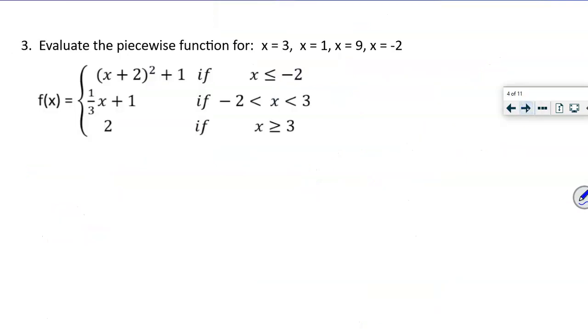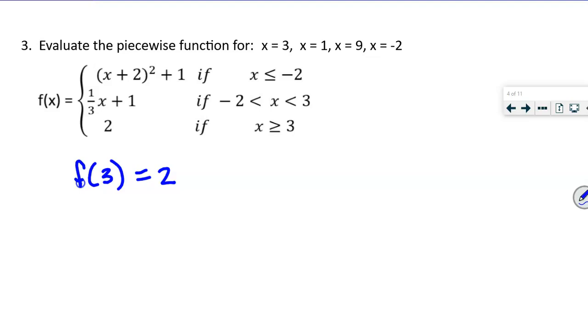All right, let's go on to the next one. So this one says evaluate the piecewise function for x equals 3, 1, 9, and -2. So when we do this one, we want to look at f of 3. That's when we put 3 in for x. So first thing we have to do is look at these if statements. So which one of these if statements would be when x is equal to 3? It would be the bottom one, the third one. So that just means I put a 2 here because that's the answer.